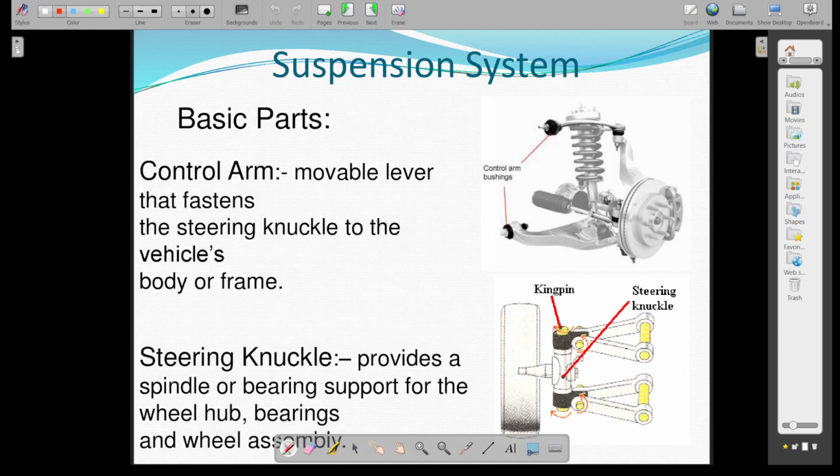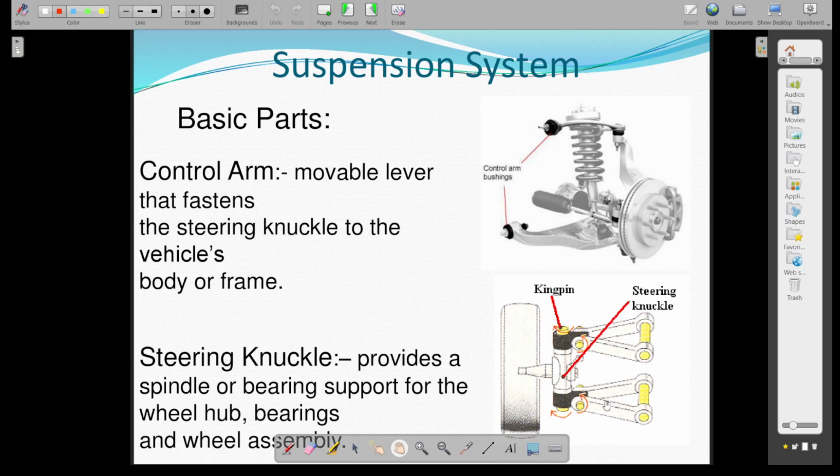So what are the basic parts? I have already told you the basic part is the spring. Other parts are the control arms. You can see this is a lower control arm and an upper control arm. They are the movable levers that fasten the steering knuckle. You can see this is the steering knuckle.